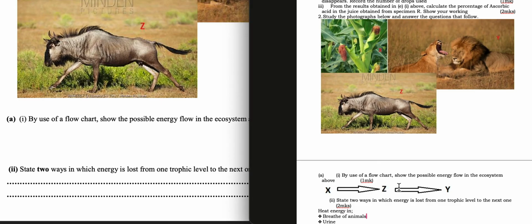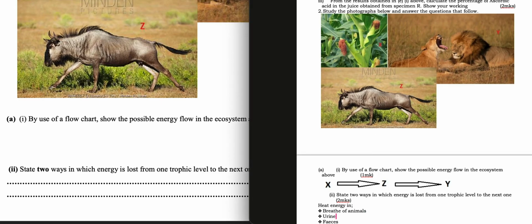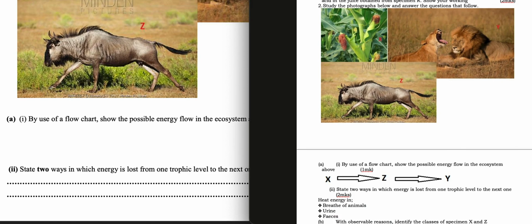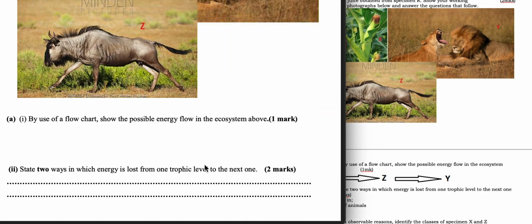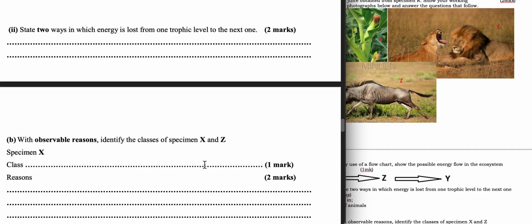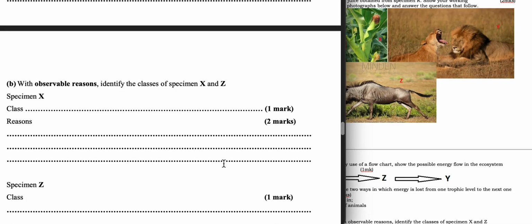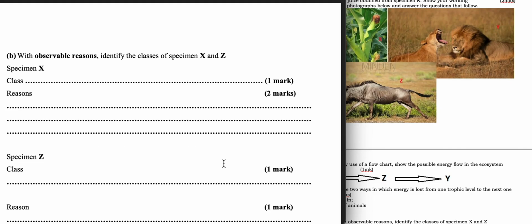Heat energy in breath of animals, urine and feces. Question B. With observable reasons, identify the classes of specimen X and Z. We start with specimen X. We give the class and the reasons, and then we go to specimen Z. We give the class and reason.